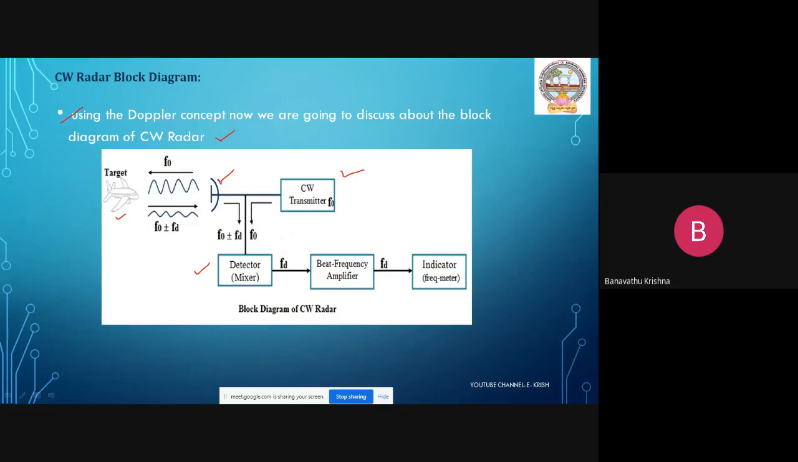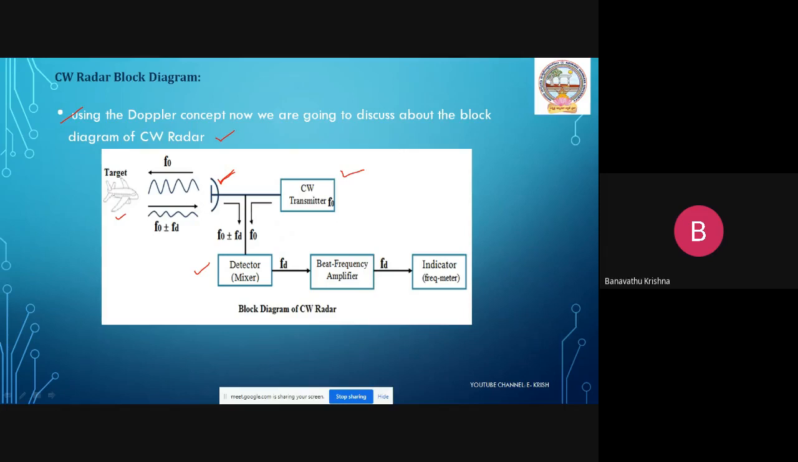Here the antenna acts as both transmitter as well as receiver, so we are using a duplexer. The duplexer performs both transmitter action as well as receiver action. The beat frequency amplifier rejects or eliminates the unwanted signals, which are nothing but stationary target signals. If the target is in stationary condition, some signals are reflected back to the radar receive station. Such signals are eliminated by this beat frequency amplifier.